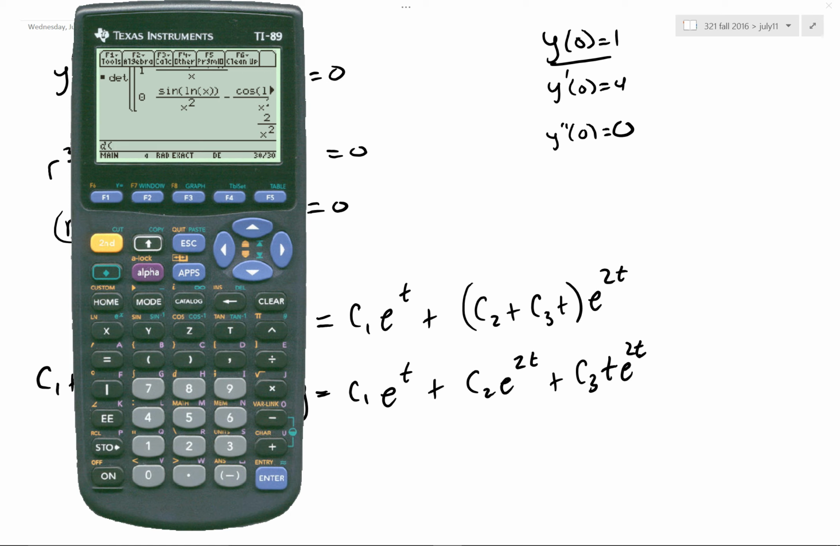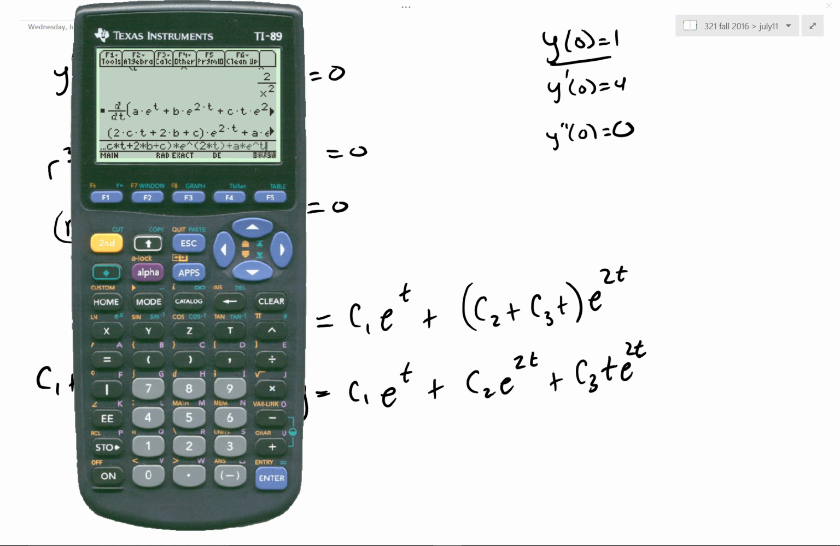So I'm just going to do alpha A times e to the t, plus alpha b, that's my C2, e to the 2t, plus alpha c times t times e to the 2t. And we'll take the derivative with respect to t. So this mess comes out, and you're like, how is that more helpful? I don't know that it is yet. So this is why I like it so much.